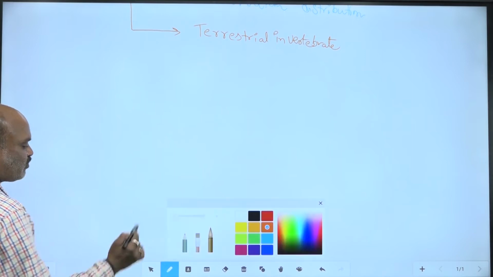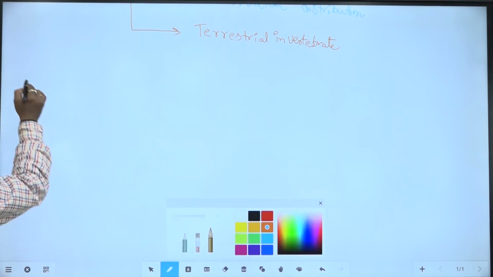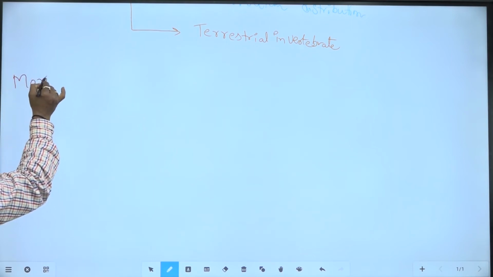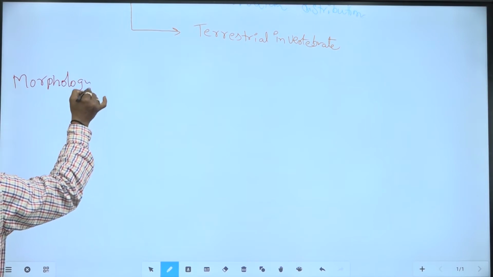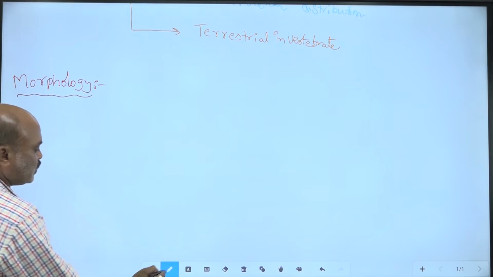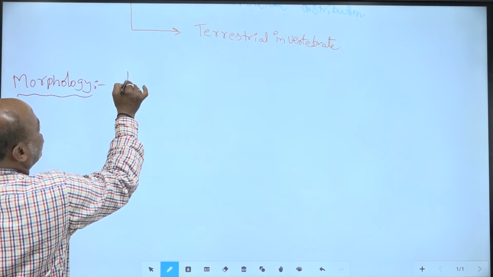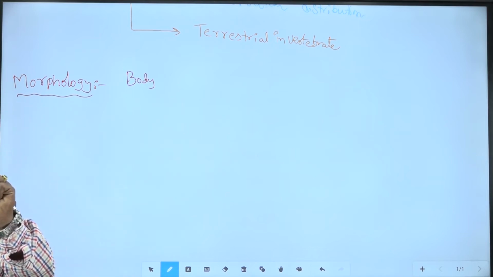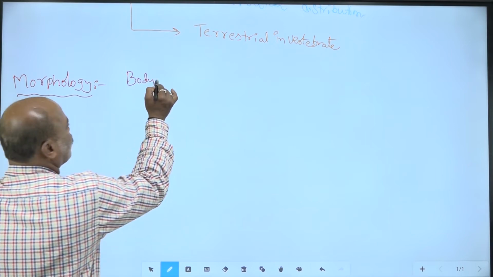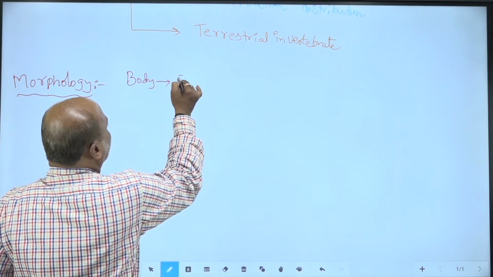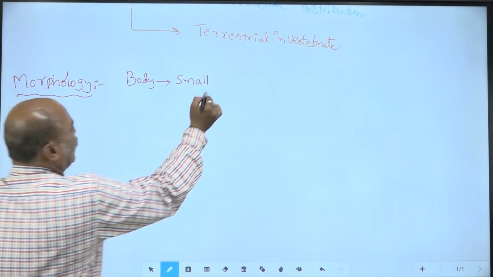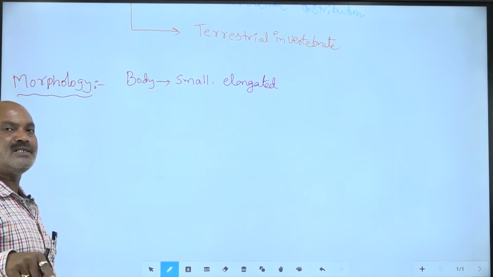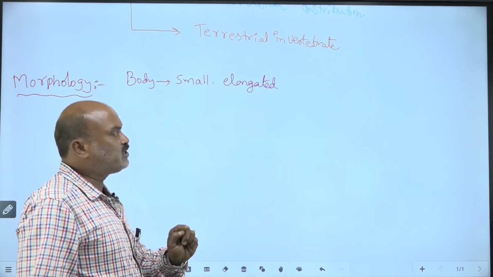Right. Now coming to cockroach morphology. The morphology of cockroach. The body of cockroach is somewhat elongated, small in size, with two pairs of wings on the dorsal side.